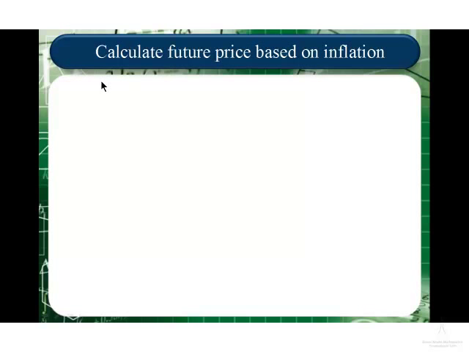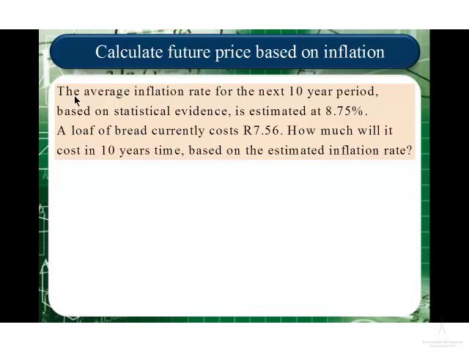Next, we will demonstrate the effect of inflation by calculating the future price of a well-known item based on inflation. The average inflation rate for the next 10-year period, based on statistical evidence, is estimated at 8.75%. A loaf of bread currently costs 7 Rand 56 cents. How much will it cost in 10 years' time based on the estimated inflation rate?